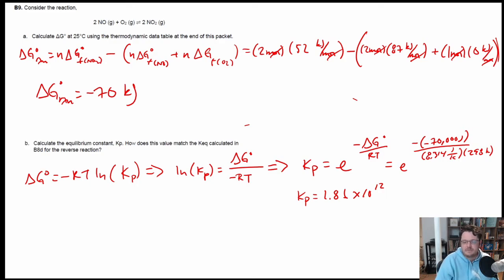And so if you already did B8D, you take simply the inverse of this value that we had gotten here. So 1 over 1.863 times 10 to the 12 comes out to 5.36 times 10 to the negative 13. That's pretty close to the value that we get in B8D. The difference is, if you look at B8D, it's just simply the reaction in reverse, which makes sense in terms of why you can take the inverse of them, because it's the inverse reaction. And so that's the relationship there.